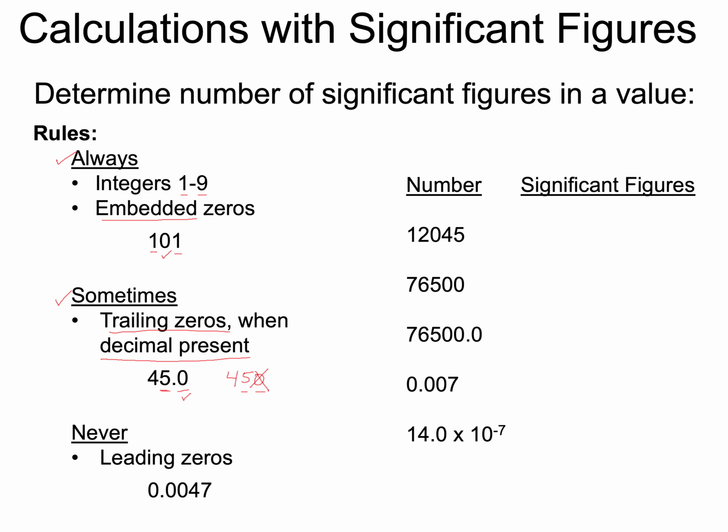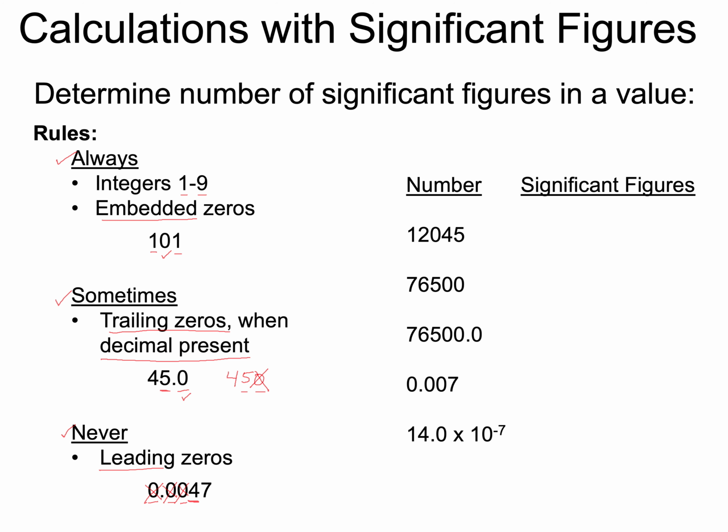The last rule is using zeros where they're never considered significant, and these are what we call leading zeros. Any zero in any number, regardless if there's a decimal there or not, although you probably will only see zeros as leading zeros when a decimal is present in the number, if it is before the first integer of 1 through 9 in a number. So there are 3 leading zeros in this number, they are never considered significant to the value of that number.